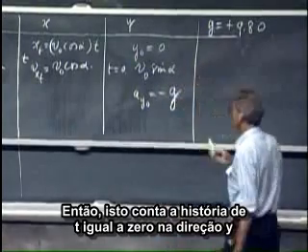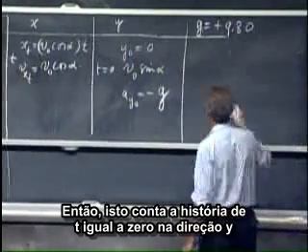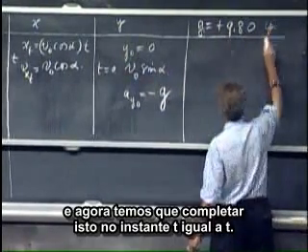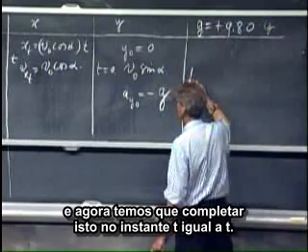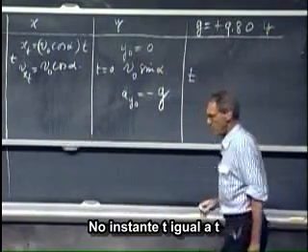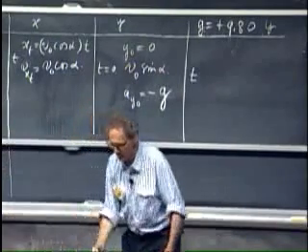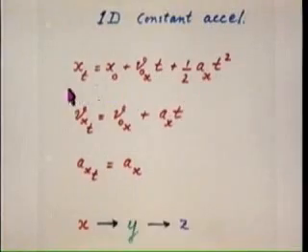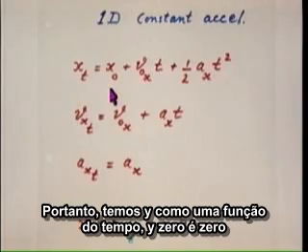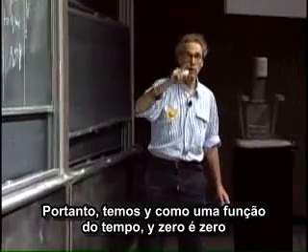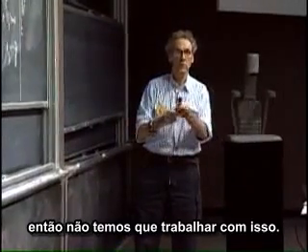So that tells the story at t equals 0 in the y direction. And now we have to complete it at time t equals t. At time t equals t, we have the first line there. y0 is 0, so we have y as a function of time. y0 is 0, so we don't have to work with that.